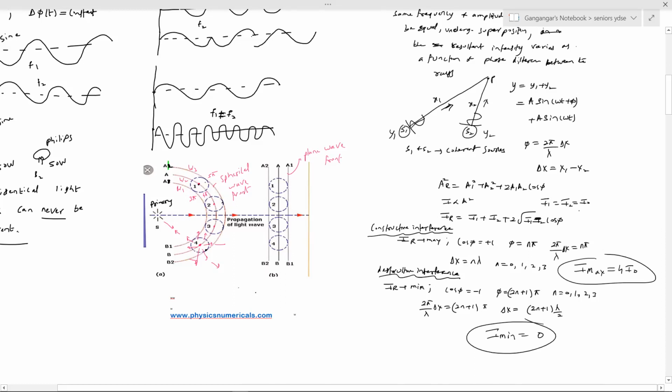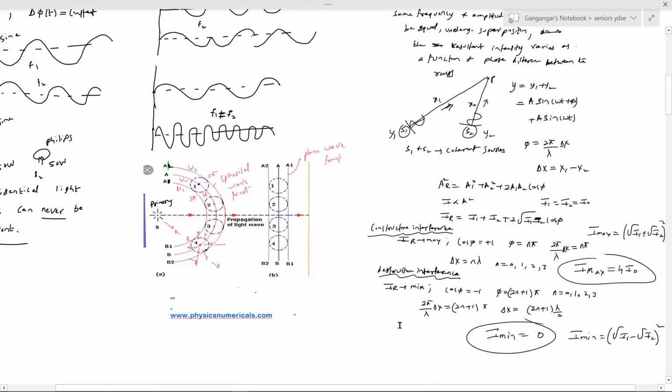Provided I1 equals I2. If I1 is not equal to I2, then the equation will take some other form. So what will I max be? And what about I minimum? If I1 equals I2, then the minimum intensity will be equal to 0 at destructive interference.